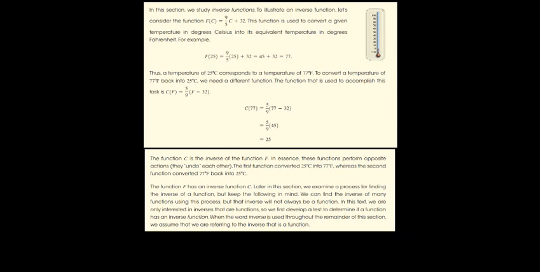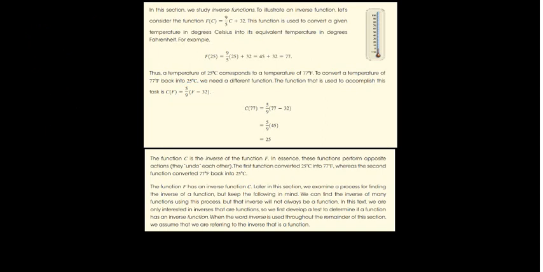If you want to go from Celsius to Fahrenheit, you have to use this function here, and then you can get your temperature in Fahrenheit. If you want to go from Fahrenheit to Celsius, you would do the inverse of it, and you would use this function right here. That's an example of inverse functions and how they operate.